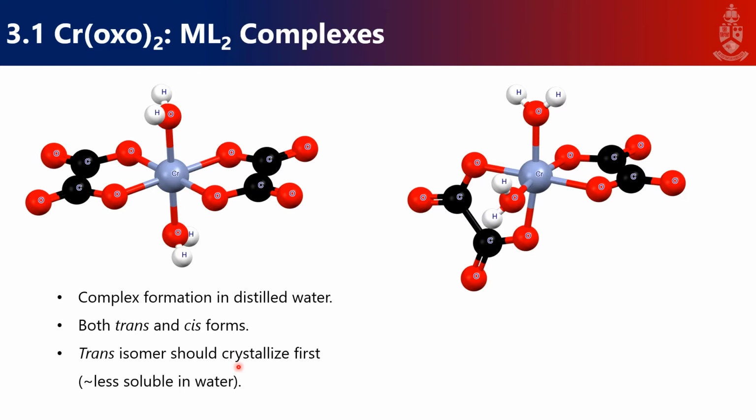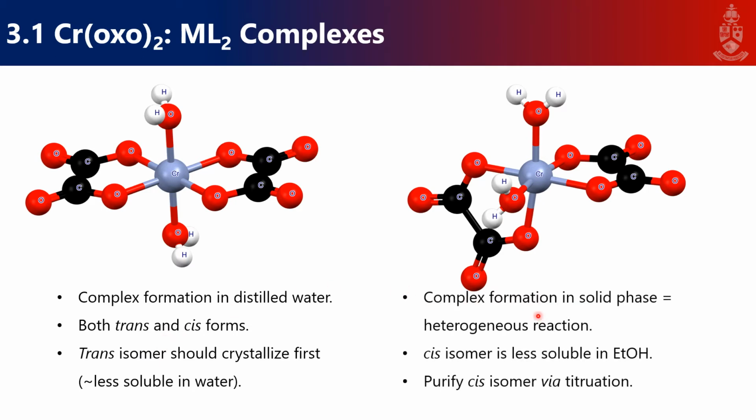Right, so that's a clever way of forming the trans isomer selectively. So you keep the cis isomer solvated in the water and the trans isomer forms selectively from the water. Similarly, we will do something like that for the cis isomer. So unfortunately, here we can't use the same trick again.